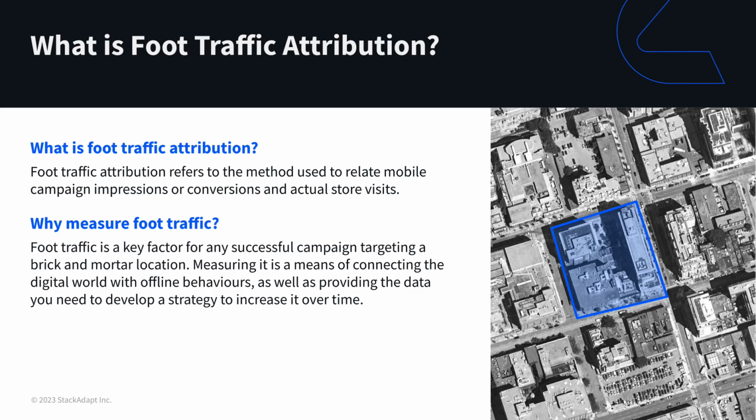So just taking a step back, what is foot traffic attribution? Foot traffic attribution refers to the method used to relate mobile campaign impressions or conversions to actual store visits. And the reason why it's so important to measure is that all conversion data is not available just through online data. When you're a retail store and you're measuring or pixeling websites, you're probably only getting 50% of the total data that you need to understand the full customer journey and understand the impact of your advertising.